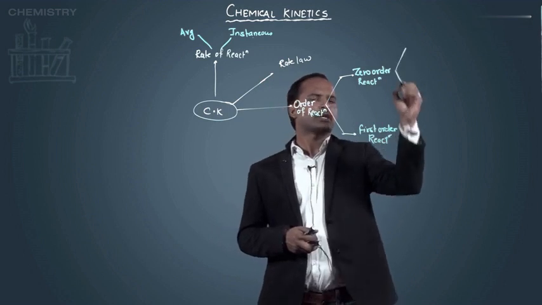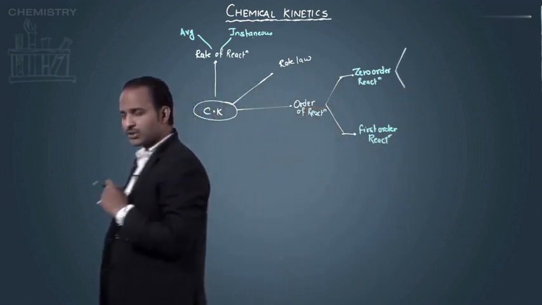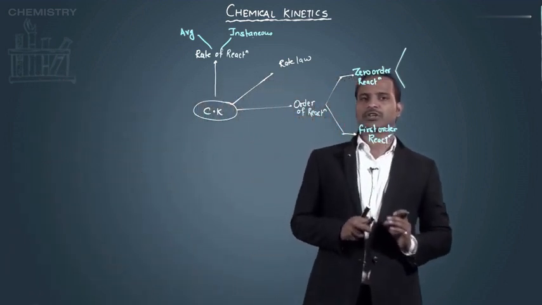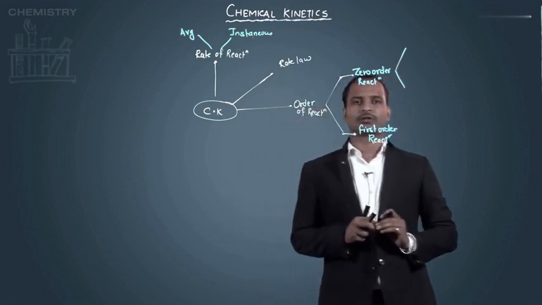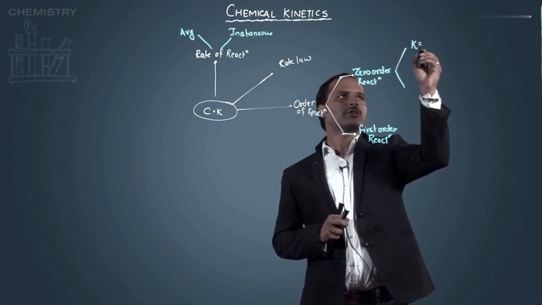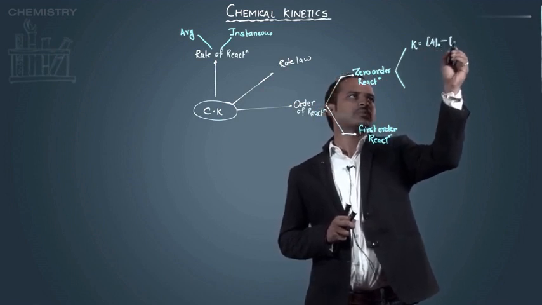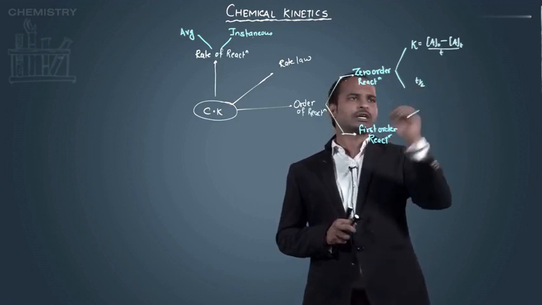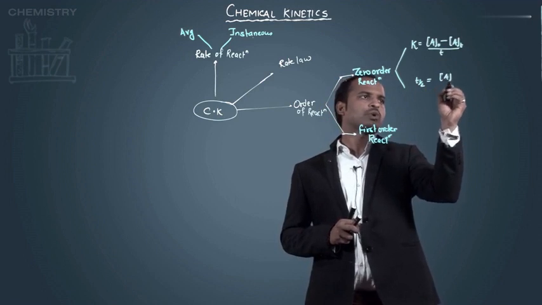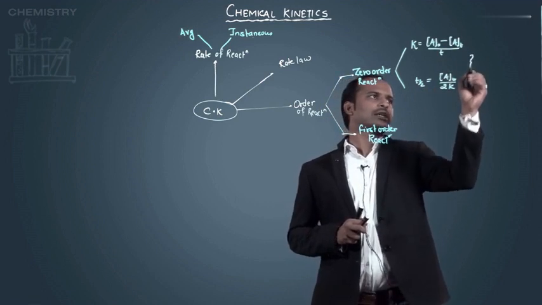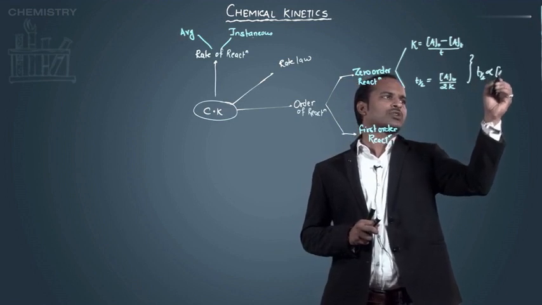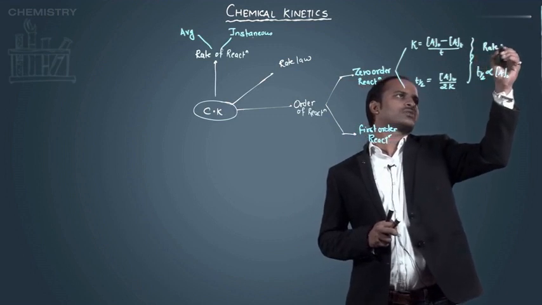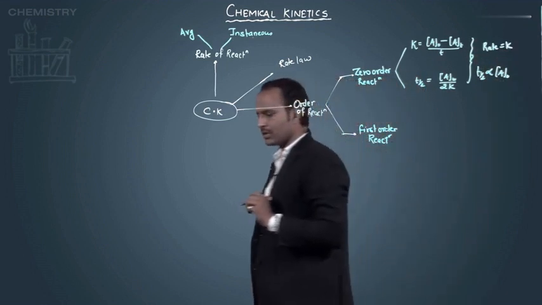What is a zero order reaction? It is a reaction in which the rate of reaction does not depend upon the concentration of reactant. We derived a formula for K for the zero order reaction: K = (A0 - At)/t. We also got a formula for t half: A0/2K. This means t half is directly proportional to the initial concentration of reactant, and the rate is independent of the concentration of reactant, that is, the rate of reaction is constant.